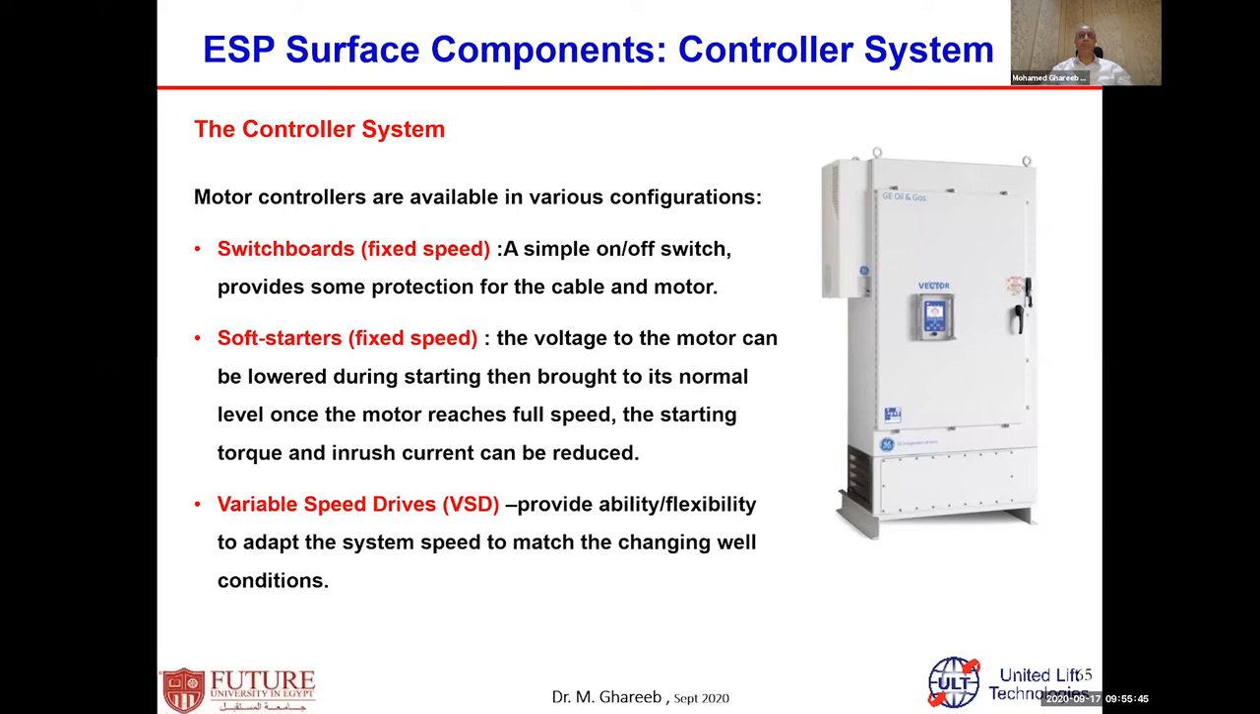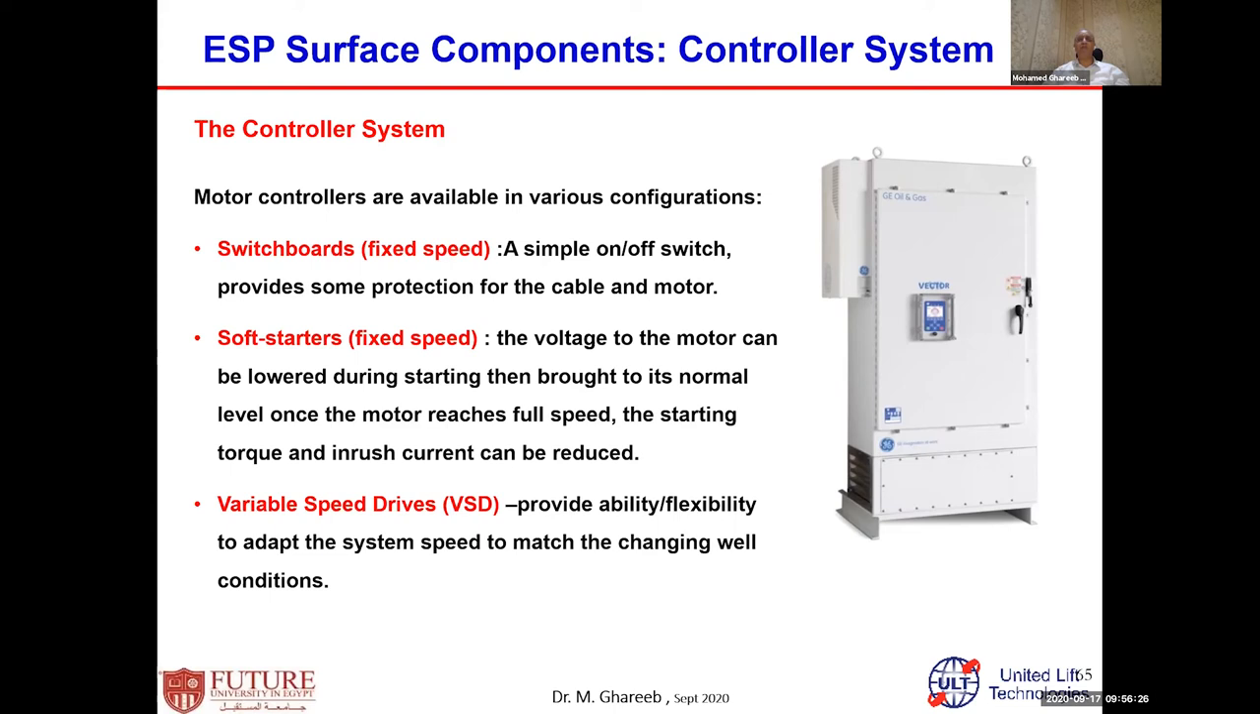Fixed speed means I run my pump at a single speed, at one speed. The feeding to the system is only one frequency. When you are running your system, either you run with, for example, 50 hertz or 60 hertz. This converts to speed for the motor. Then I run my motor, for example, at 2,000 RPM, 1,500 RPM, 3,000 RPM, and so on. This is a fixed speed. Then all the time, I cannot change speed if I use what we call a switchboard, because a switchboard is just a simple on and off switch.